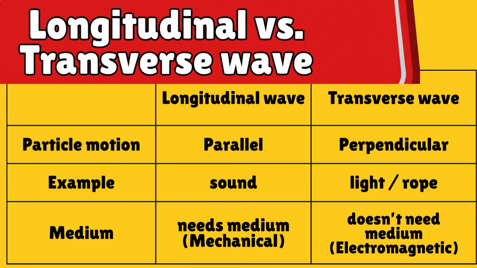And for medium, when we say medium, it is used by the wave so it can travel. So longitudinal wave needs a medium. When a wave needs a medium to travel, we call it a mechanical wave. And for transverse wave, the medium is not required, or it doesn't need a medium. An example is electromagnetic radiation. So even though there's no air, there's nothing, it can travel.